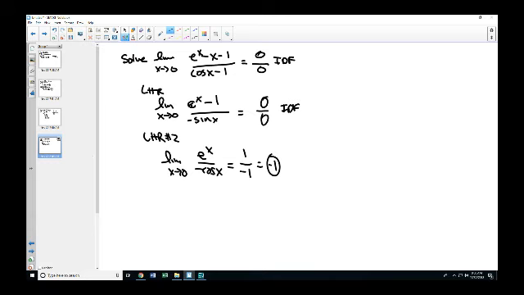Be careful, because the other one I wanted to show you is that sometimes you don't get an indeterminate form. So you can't use L'Hopital's rule. Just make sure that happens before you pull the trigger on L'Hopital's rule. Got it?